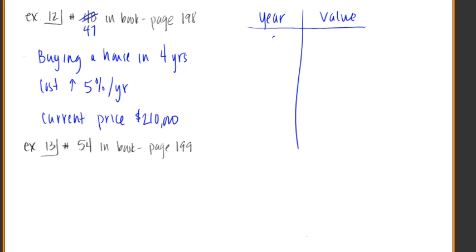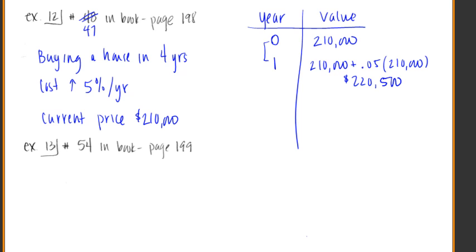So at the very start, when you're at year 0, the price of the house is going to be $210,000. Okay, but within that first year, to go from year 0 to year 1, we need to add 5% in value. So you need to take the $210,000 and add on 5% of that $210,000. So that's going to equal, looks like $220,500.